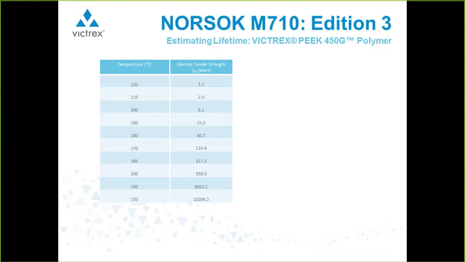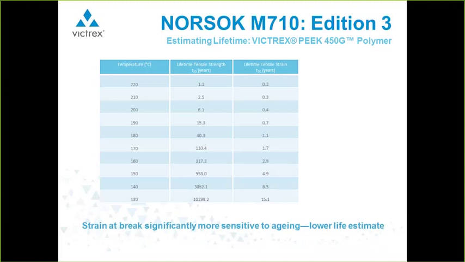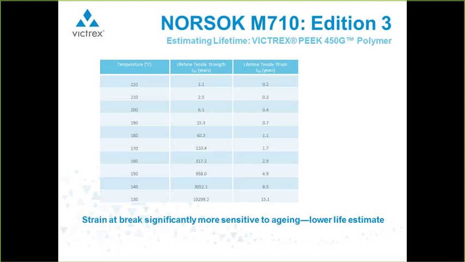This is the data actually generated from 3 temperatures. I would now compare with the lifetime generated from my strain data. So I make the same manipulation with the data, and you'll see that I end up with a significantly lower lifetime from using my tensile strain at break data. So if I go back to that 180 degrees centigrade forecast lifetime, 40.3 years to reduce the tensile strength by 50%, but only 1 year to reduce the tensile strain by 50%.